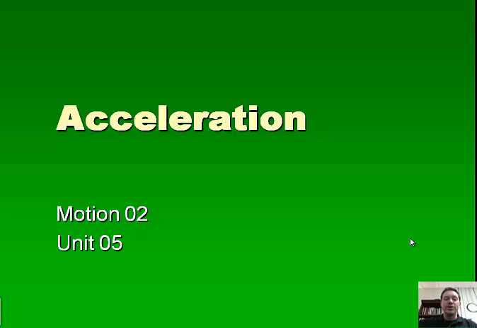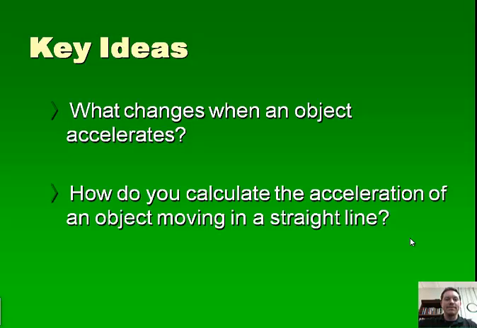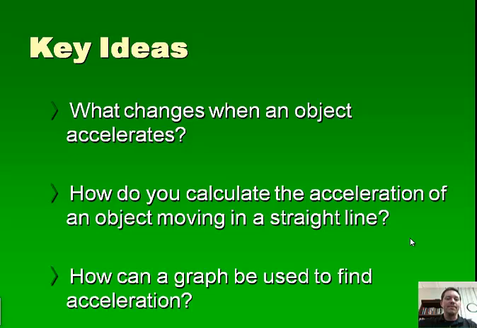This is Motion 2 of Unit 5. Our key ideas: what changes when an object accelerates? How do you calculate the acceleration of an object moving in a straight line? And how can a graph be used to find acceleration?